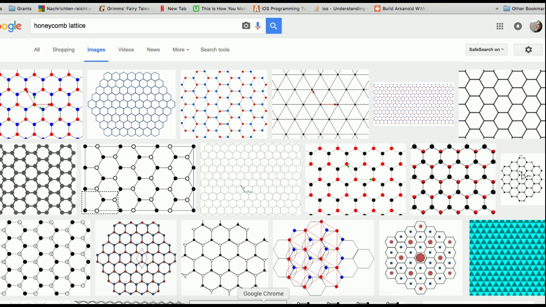Let's move on from 2 qubits to a whole boatload, and these are going to be arranged on a honeycomb lattice, or a hexagonal lattice as some call it.